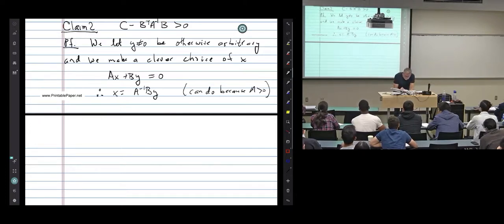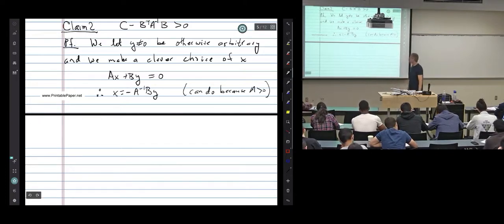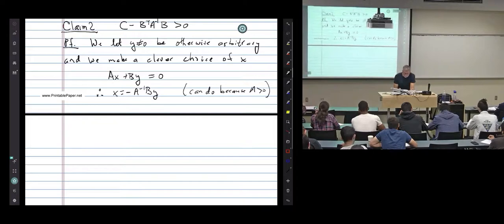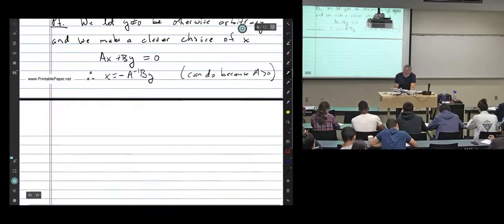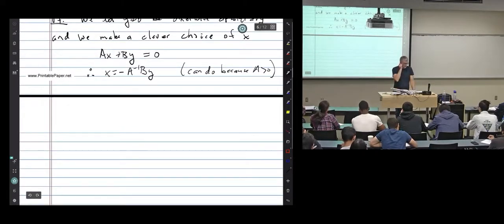Yeah, there's a minus sign here. Yep, thank you. I left the space for it, but I didn't write it, you know, blank. Thank you for catching that. You make everything easier when there's a minus sign in there.